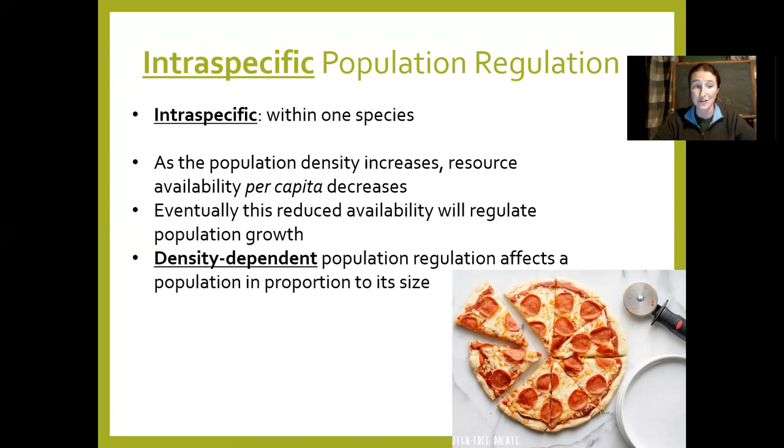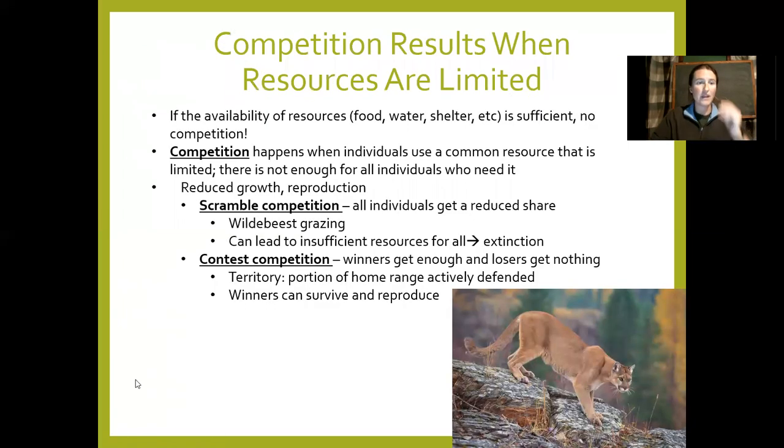All of these factors are happening within one species, within just your friends at the party, or within the wildebeest population, within the tiger population. And all of them are affected by the size of the population. Just like with the pizza, if the availability of resources is plenty, then there's no reason to compete. There's no reason to fight over the pizza. If, however, resources become limited because more people showed up than you were expecting.